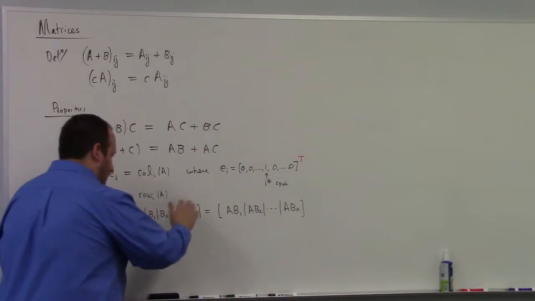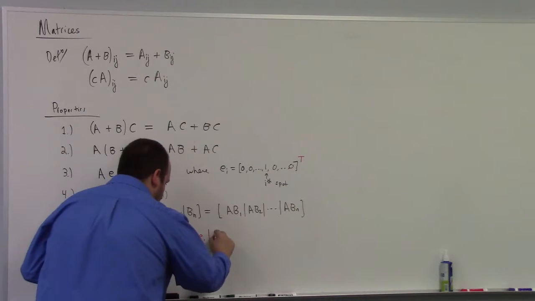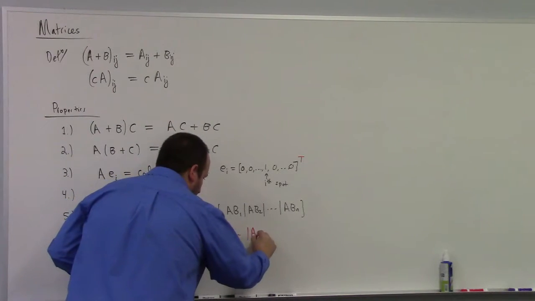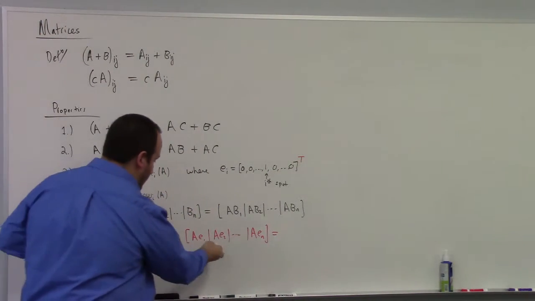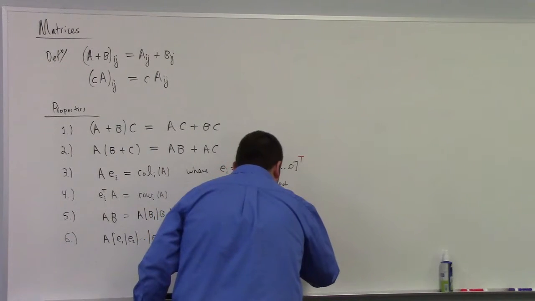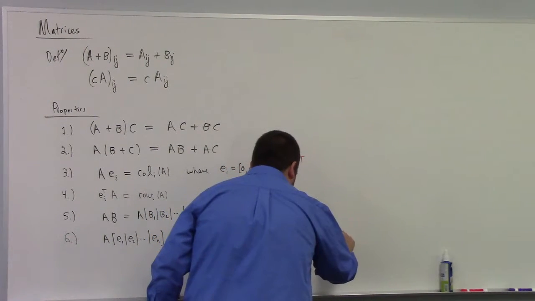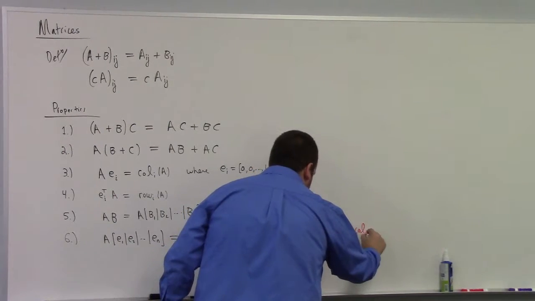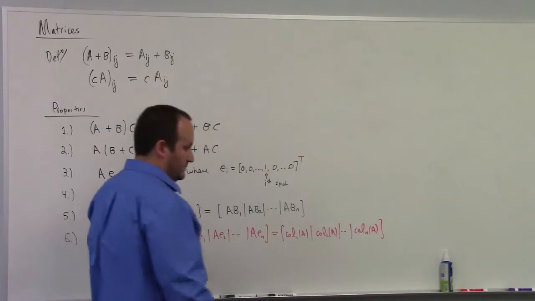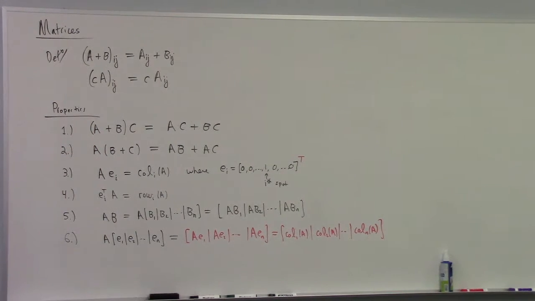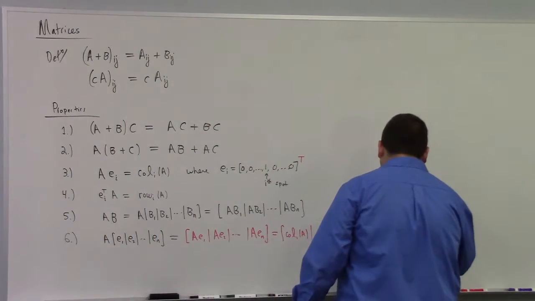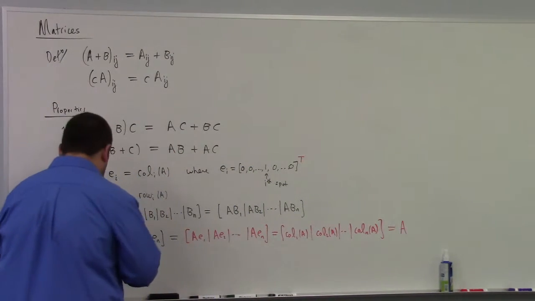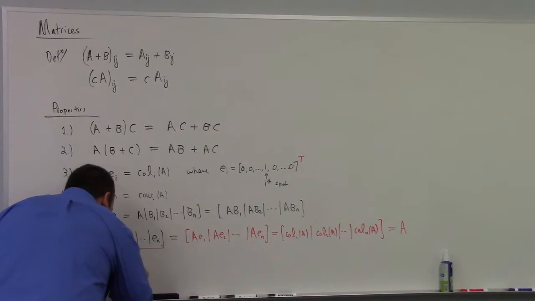So it's [A E_1, A E_2, ..., A E_n], right? And what are those? By three, that's column 1 of A, column 2 of A, column n of A. So what is that? That's just A again. So that's why we call this matrix the so-called identity matrix.